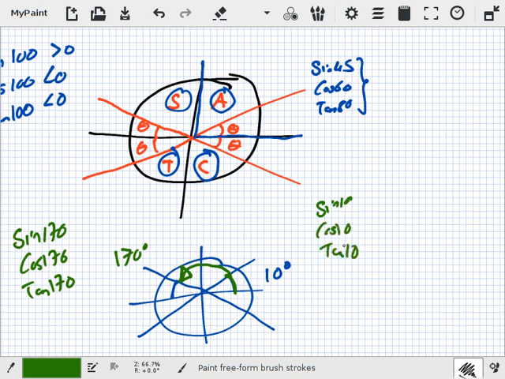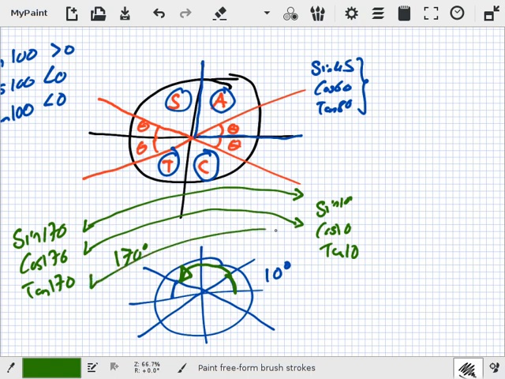How will they be similar? Well, they'll actually be the same value, but they only differ in the sign. So, because sine is positive in the second quadrant, it means sine of 170 and sine 10 will actually be the same number. And you could check this on your calculator. Cos 170 and cos 10 will be the same number, but the cos 170 will be a negative. And the tan 170 and the tan 10 will be the same number value, but opposite in sign again.